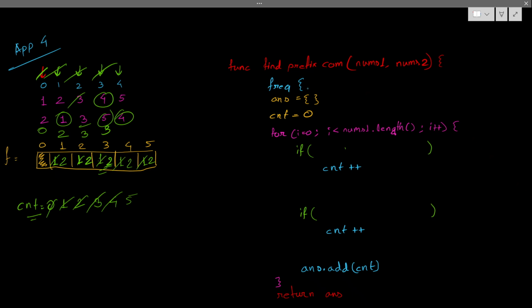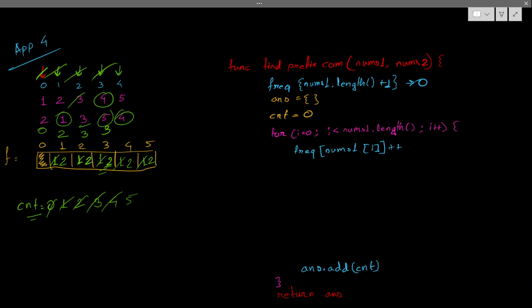Size of nums1.length plus 1. This is the size of the array, and I'm initializing everything as 0. So right now, I have to first increase the count, then check if its count becomes 2 or not. So I will do frequency of nums1 of I, I have to increase the frequency, plus plus.